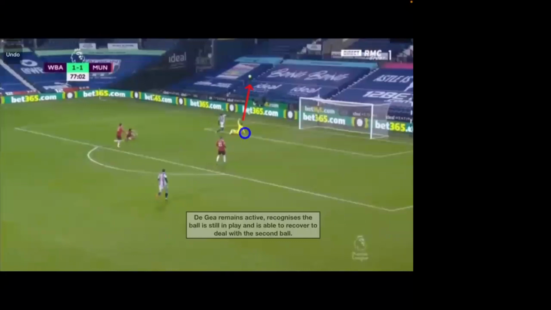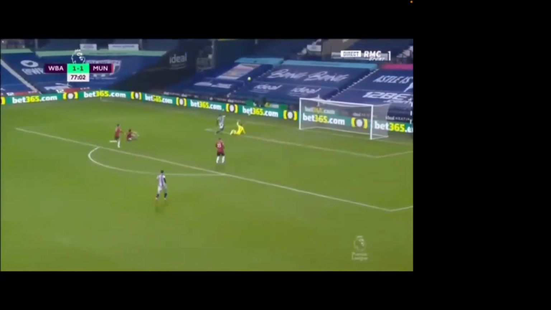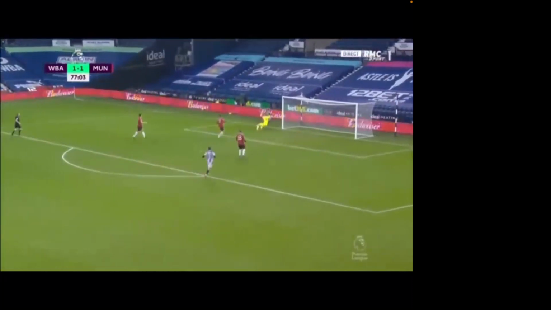And obviously, after he's made his block, he's had to remain active. The ball's still in play. He needs to recover, and he needs to make sure that the attacker doesn't get a second opportunity, which he does well.